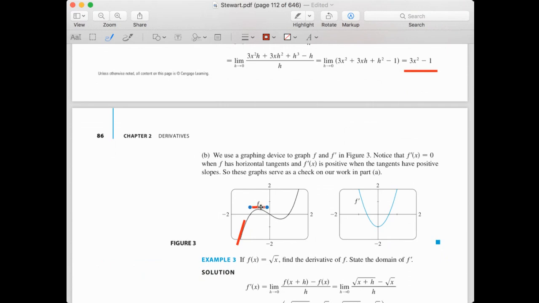To understand the slope, just draw the tangent lines. Then after zero, this inflection point, the slope becomes bigger and bigger.